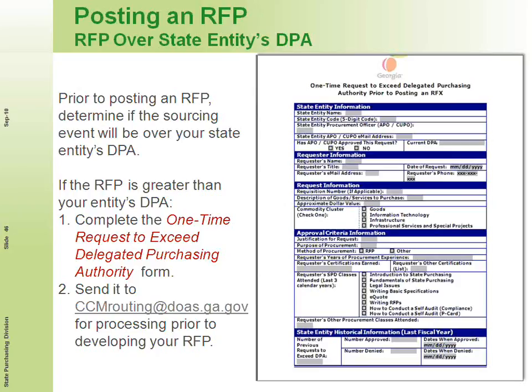ccmrouting@dos.ga.gov. And again, do this prior to posting and developing your RFP. It'll be a great time saver. It is located on the DOAS website under the 7 stages of procurement.